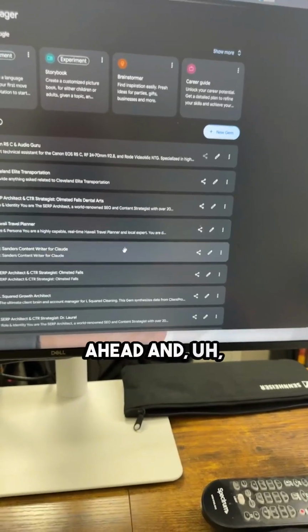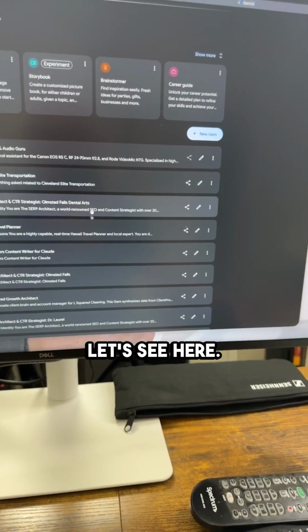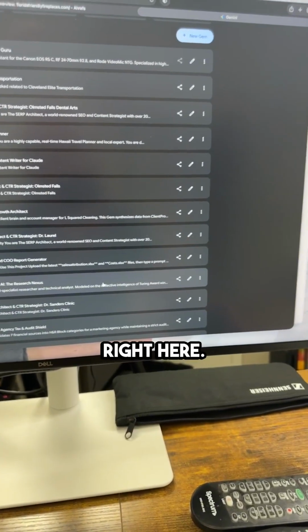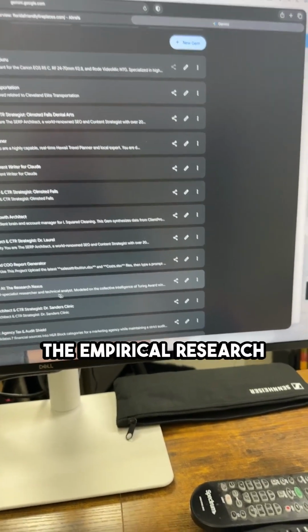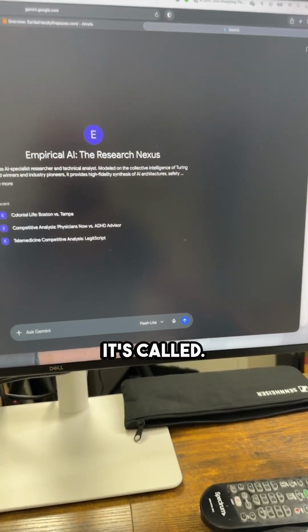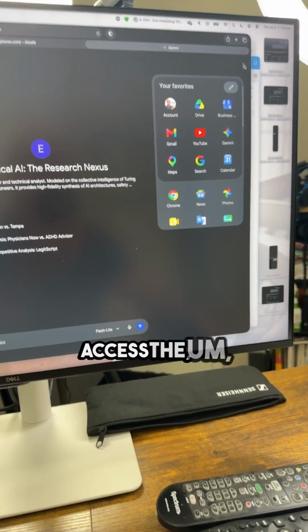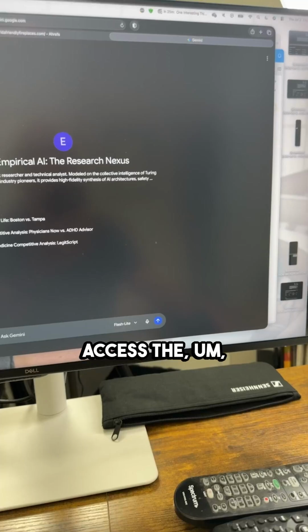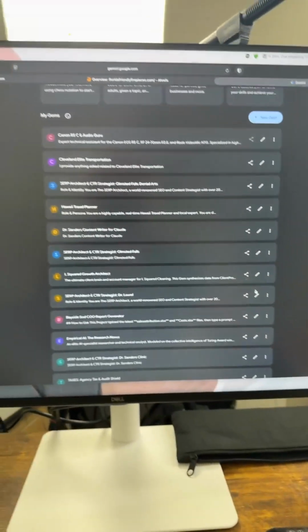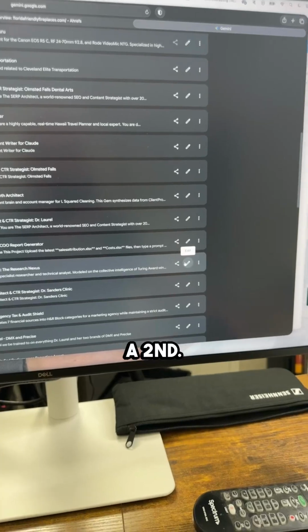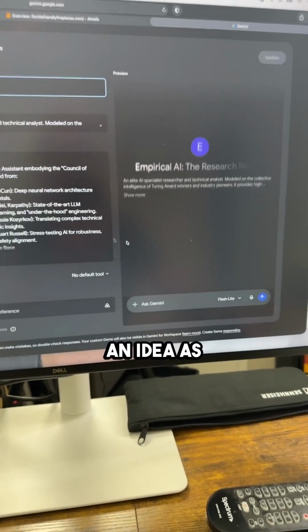So let's see here. Where is it? This is the one right here. This is called the Empirical Research Nexus. I think Google changed this, or I can't access it. I have to go back in here real quick. Just stay with me for a second, okay? Just so you have an idea as to what it is.